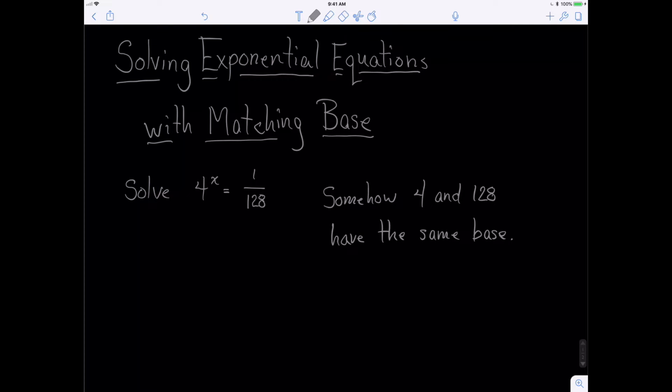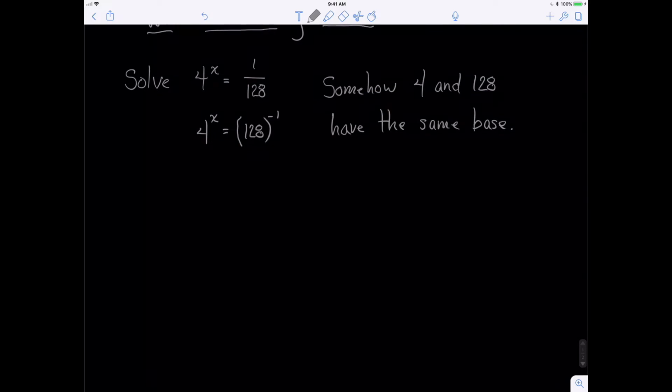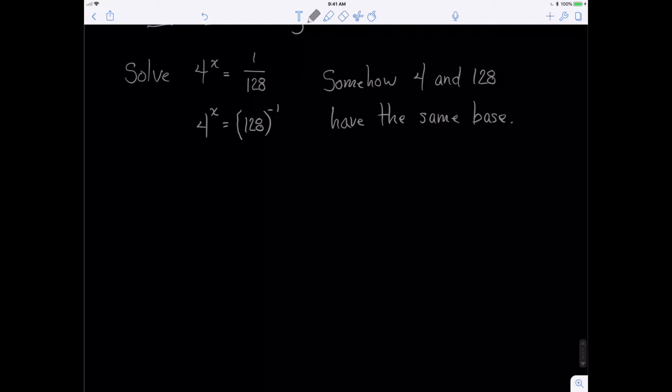For example, let's do one step right off the bat. Notice that if I have 4 raised to the x equals 1 over 128, I can write 1 over 128 as 128 raised to the negative 1. So let's start with that, and then we're going to move forward here and play with a couple ideas. Let's start multiplying by 4, for example.